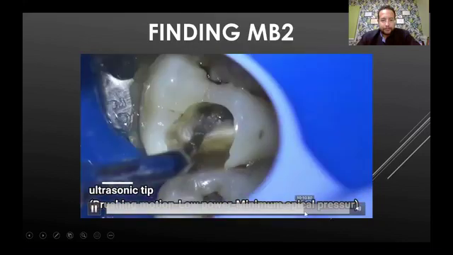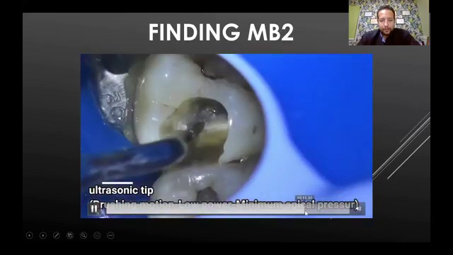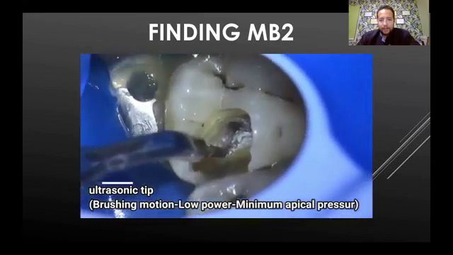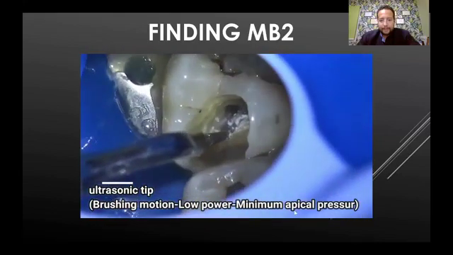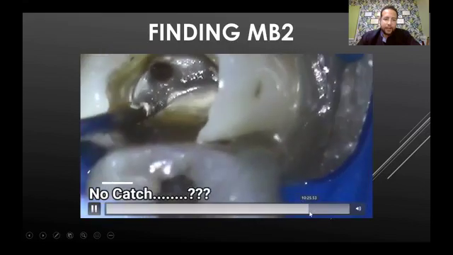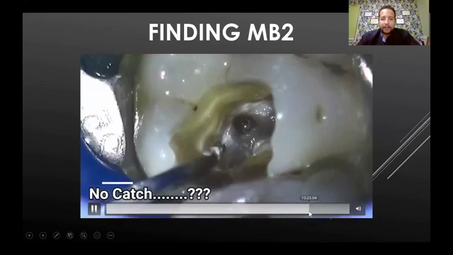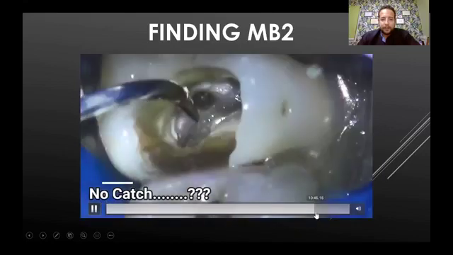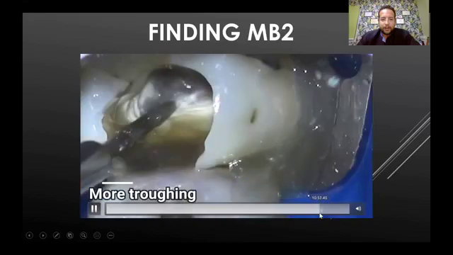Now look, I start from the orifice of the MB1, going palatally. Here, from start to finish, I try to find the catch, nothing. I didn't find anything here. More troughing. Let's do more troughing with ultrasonic.